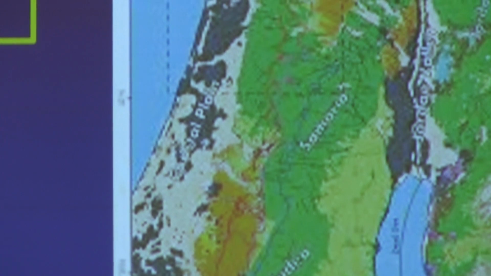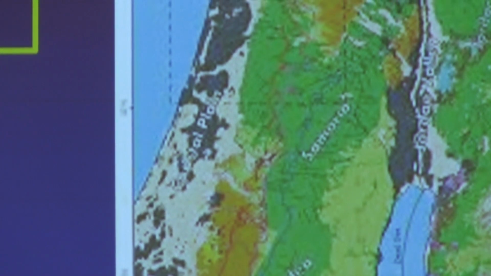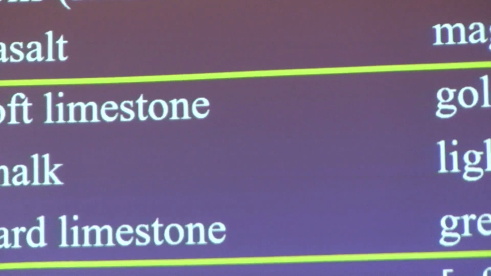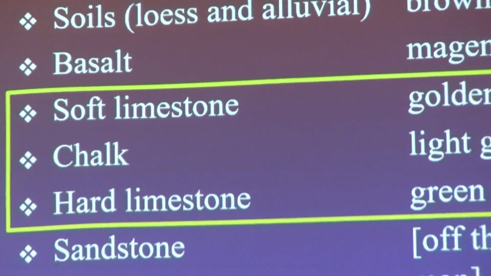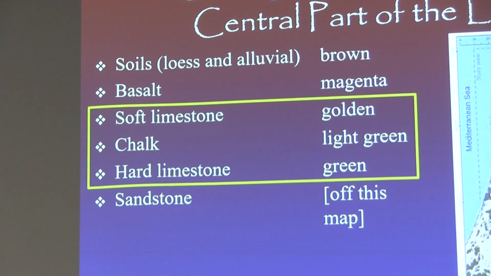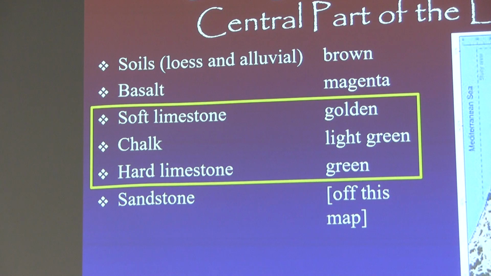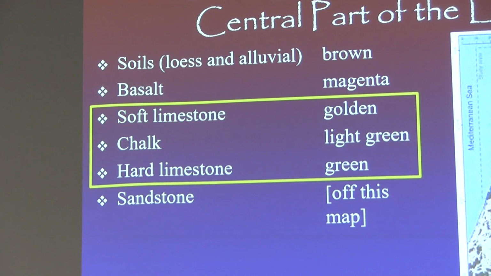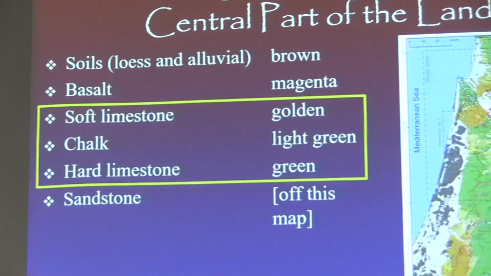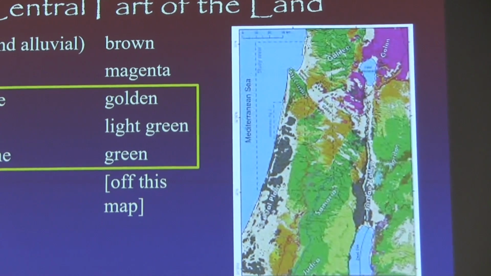Most of it's green. So let's look over our code. Green is going to be our hard limestone. Green is going to have those capacities that we just talked about. It's going to have springs. It's going to have excellent soil. It's going to have steep V-shaped valleys. Great place to live. Safer, more isolated. And it's higher because of this phenomenon that I, with my very elementary drawing, illustrated for you, right?